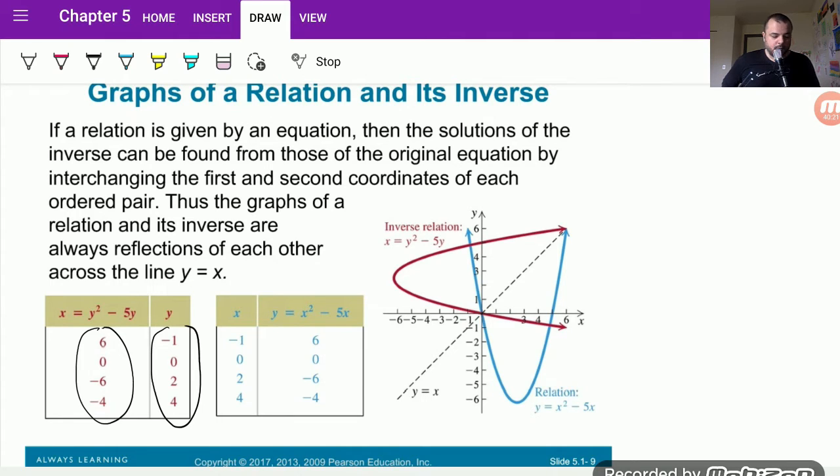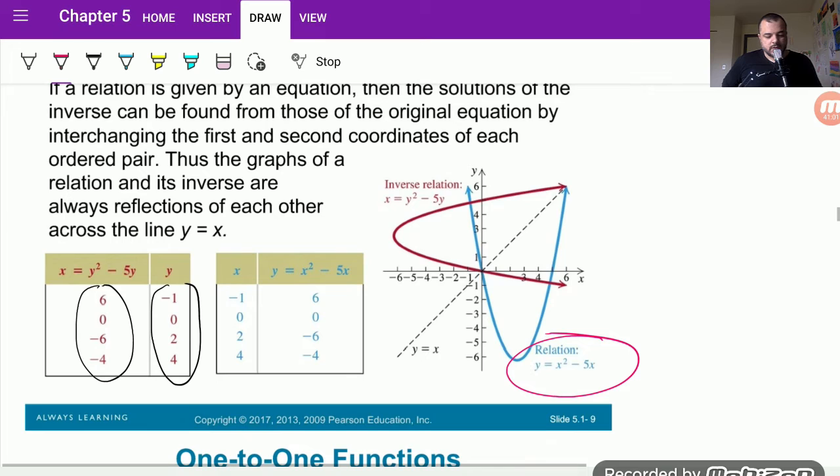Let's look at something now. The relation y equals x squared minus 5x, this one, in blue. This relation is a function, correct? Why is it a function? Because we know it's a quadratic function, and we studied this already before. And if you perform the vertical line test, you're going to find that this relation is a function.